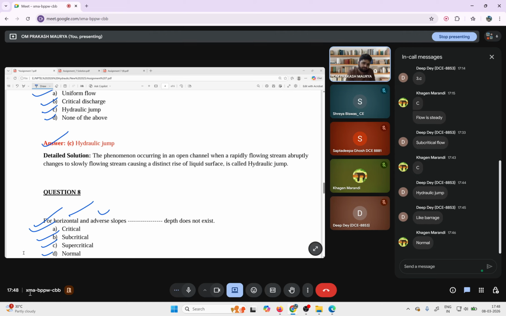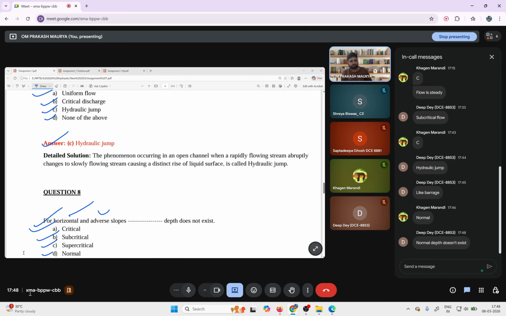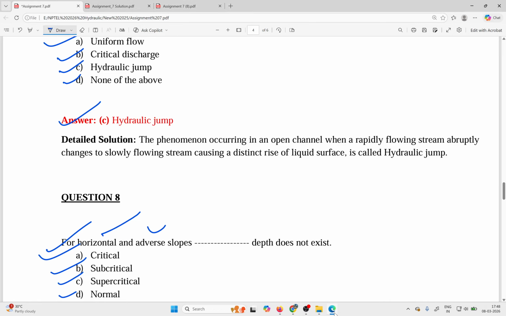Anyone please? Okay, normal depth does not exist. Fine. So yes, definitely for these two types of slope, normal depth does not exist. Let me explain how it looks. Let us suppose this is your horizontal, completely horizontal. So in case of horizontal, this is your one profile.